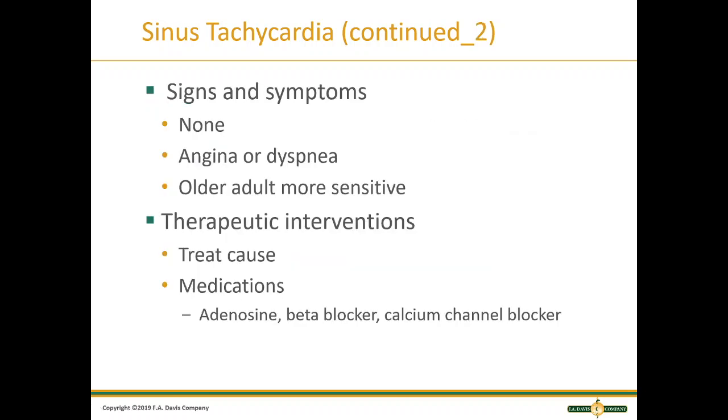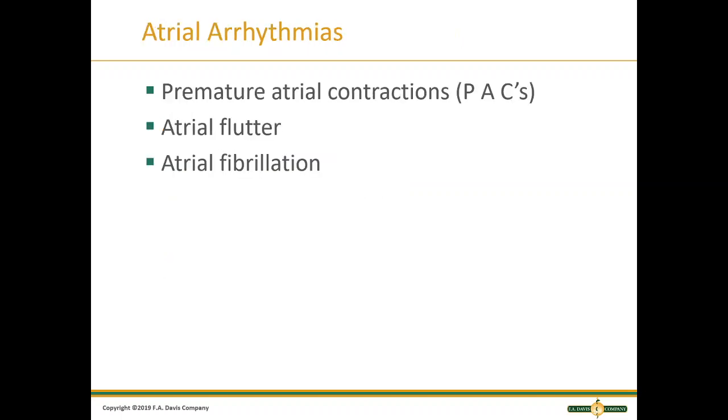Sinus tachycardia, signs and symptoms: none, or they could be experiencing palpitations, pain, angina, dyspnea. They might be more sensitive as they age. Therapeutic interventions: treat the cause, medications. These are some of the medications that will be given for tachycardia. Atrial arrhythmias: premature atrial contractions, or PACs as they call them, atrial flutter or fibrillation.